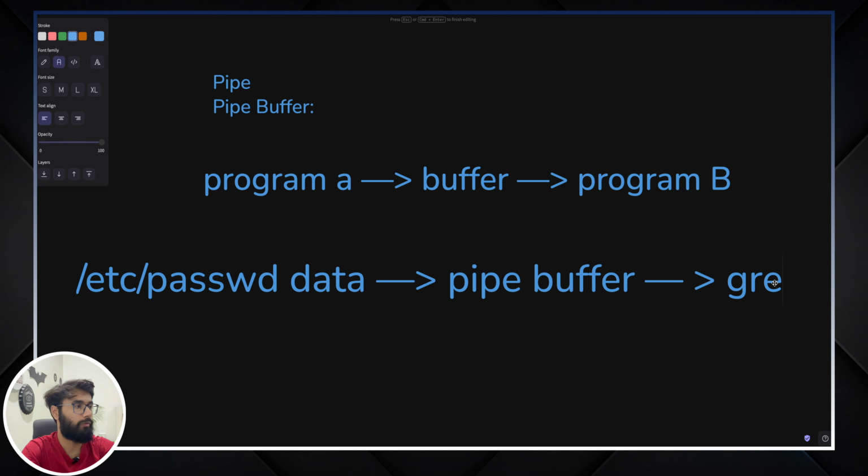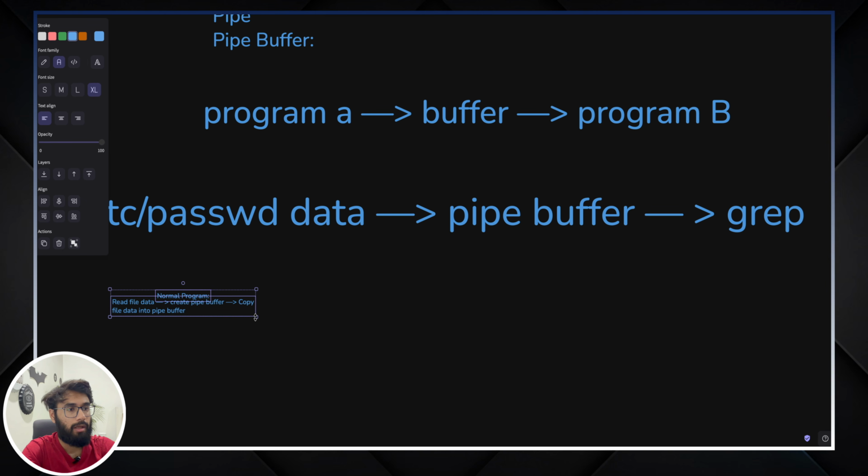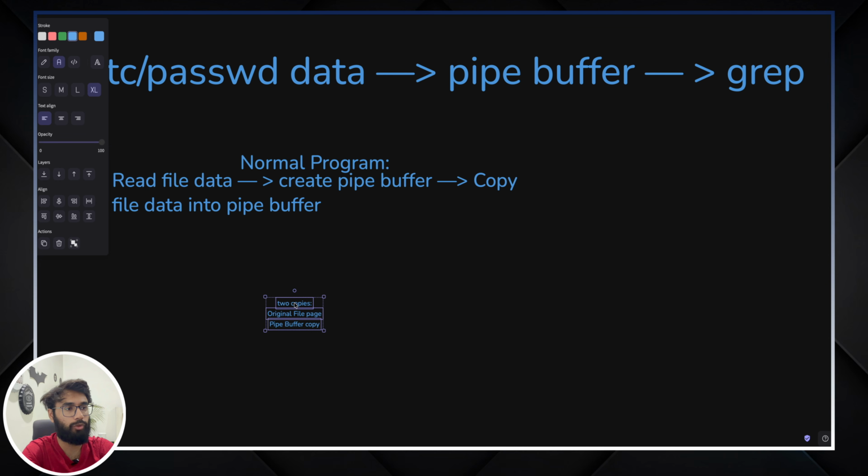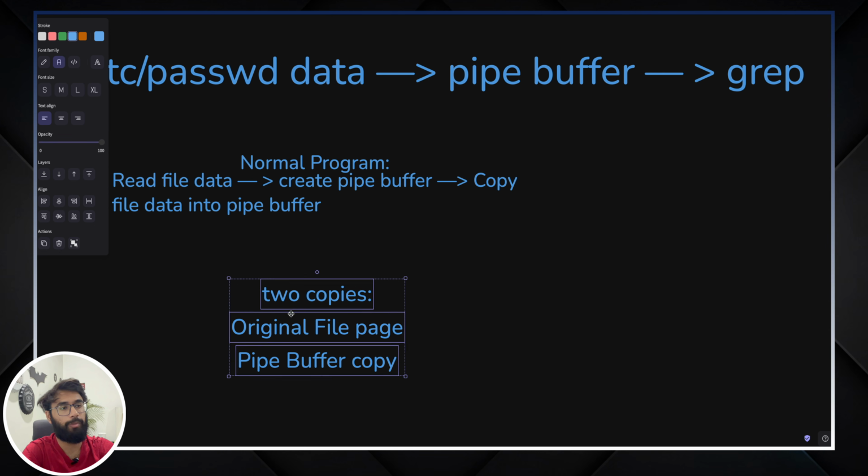In the process, normally it creates a copy each time. It reads the file, creates a pipe buffer and copies the file data into the pipe buffer. After this, we always have two copies: first is the original file page and second is the pipe buffer copy.